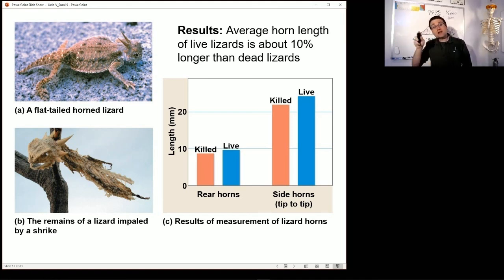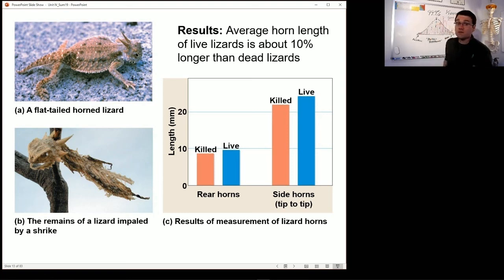Now, if we were to come back every year and do this experiment again and again and again, keep measuring them, we would expect average horn length to increase over time, because the ones that are surviving and reproducing have longer horns, so we would expect every generation to have a slightly longer horn.